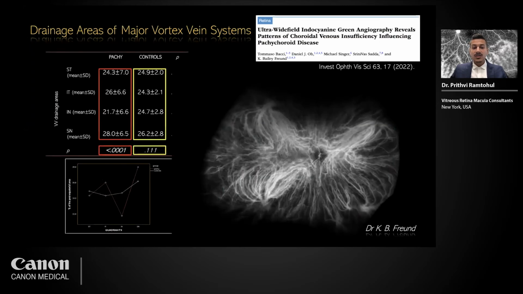In this study, Dr. Baishi and colleagues measured the size of vortex vein drainage areas in each quadrant and showed that the pachychoroid group showed significantly higher within subject variance in drainage area size compared to the control group. This variability in the pachychoroid group was most notable in the nasal quadrants, and the inferior nasal quadrant was significantly hypoplasic.